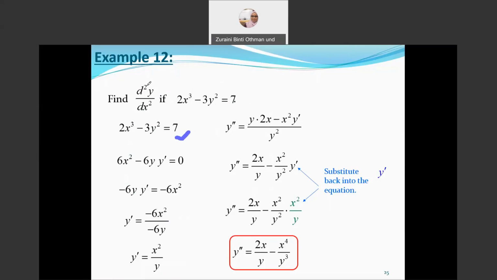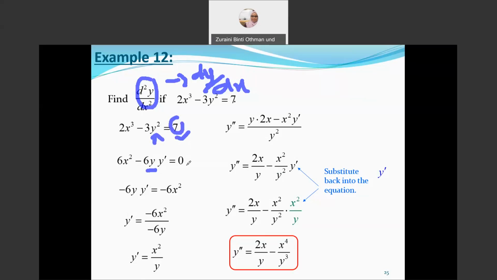Okay, how can we differentiate this? We have to find dy over dx first, right? So if we find this, we get 3 times 2, which is 6x squared. Now we have to differentiate y. Differentiating y, we get 6y. Because we differentiate y, we have to put y prime at the back. Equal to 7, differentiating a constant will get 0.